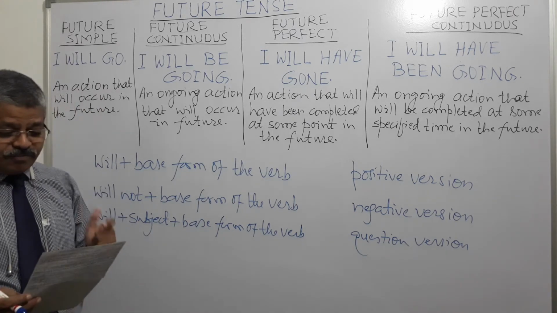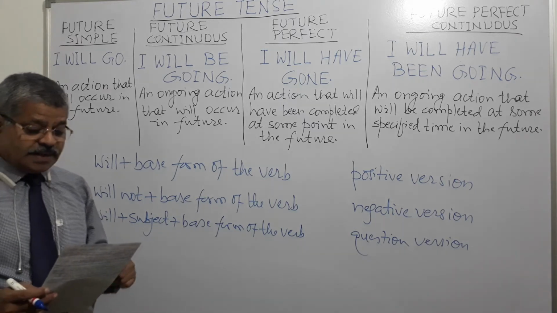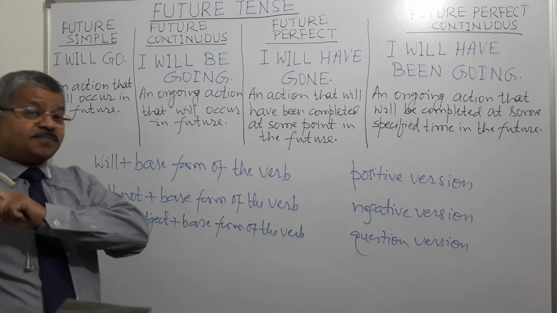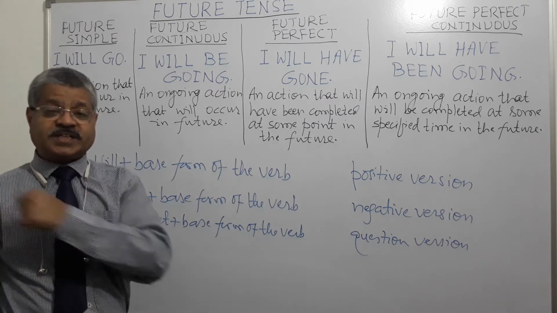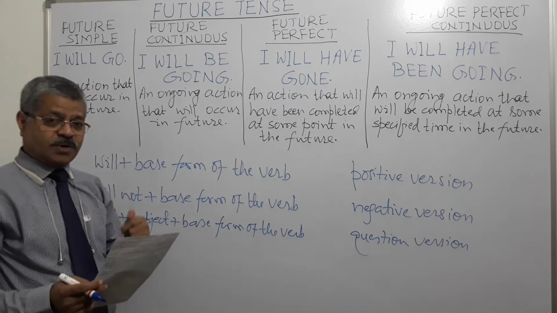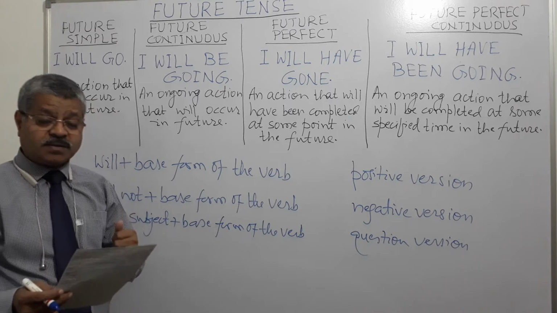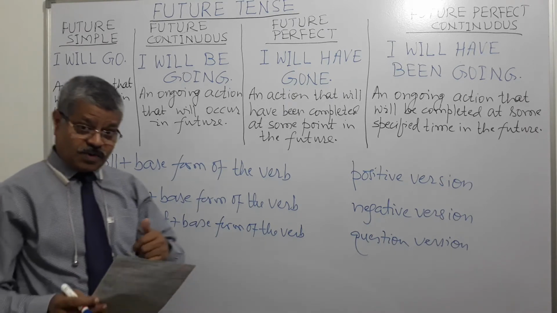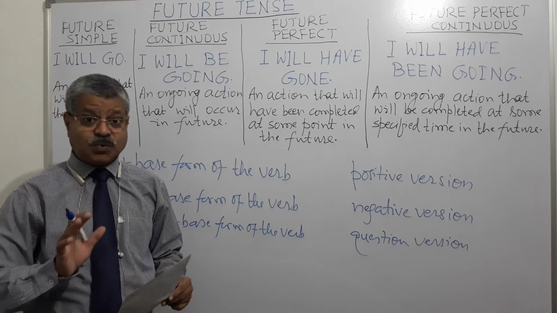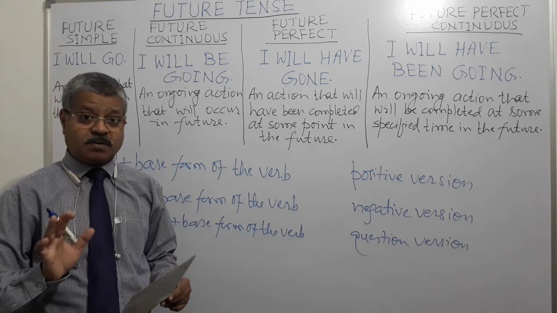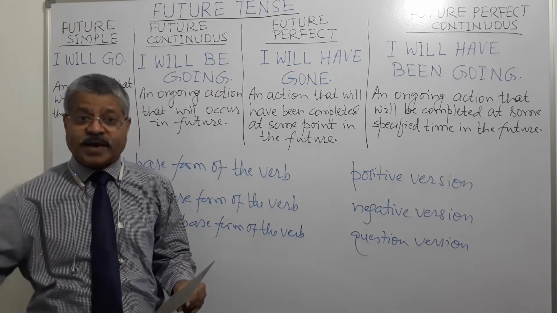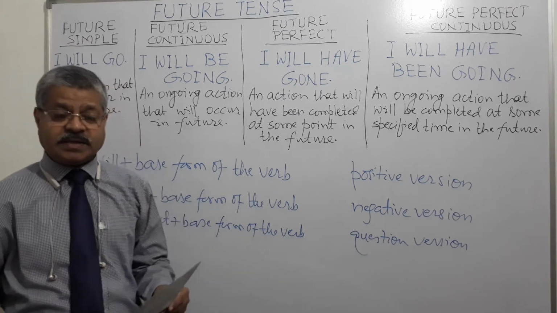We also use I will where we decide to do something at the time of speaking. How is that? I have left the door open. I will go and shut it. We use will for doing something at the time of speaking. Right now when I am speaking, I am saying, I have left the door open, I will go and shut it. I don't use present simple, I go and shut it. I use future simple.